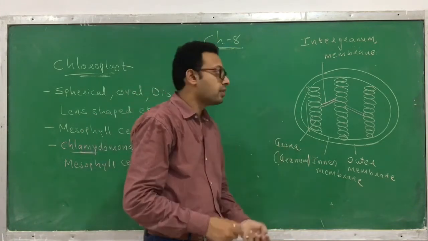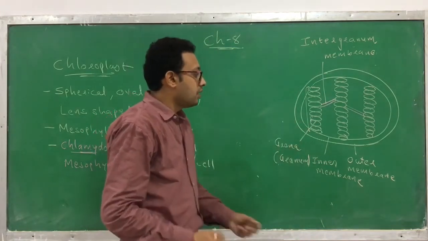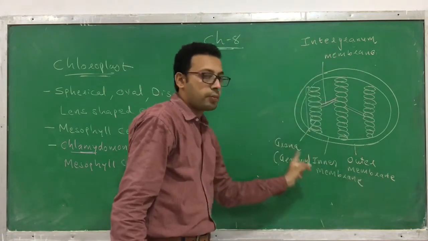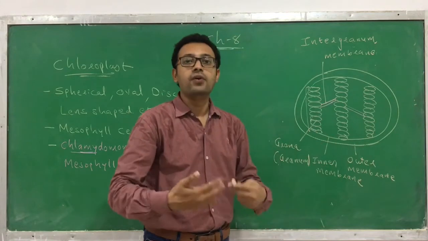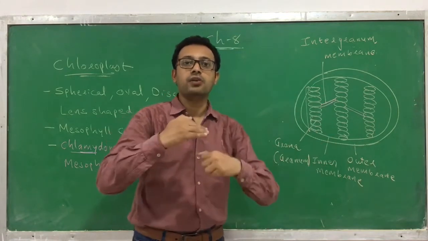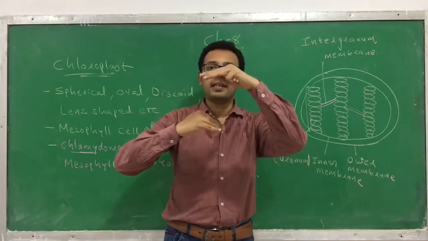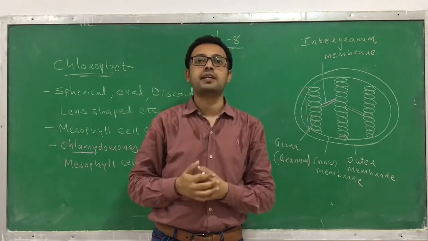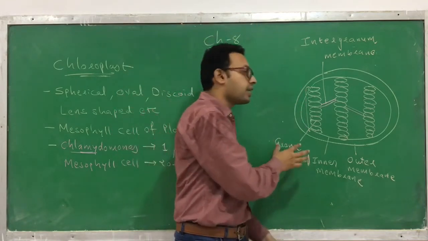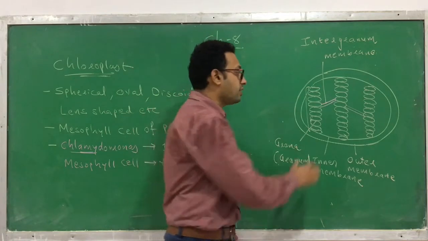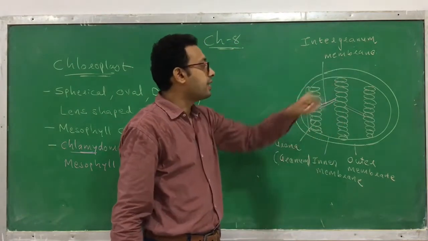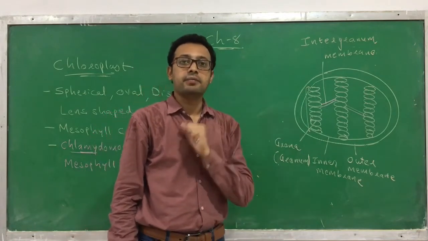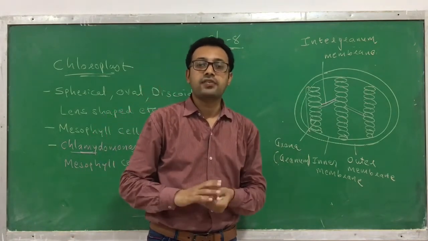I again repeat, what does the chloroplast possess? The outer membrane in chloroplast is continuous, but the inner membrane forms a folded structure. How are they arranged? They are arranged as flat lamellar structures in a stack pile. This is called grana or granum. And the two grana are connected by the intergranum membrane. Clear? So this kind of arrangement is seen.